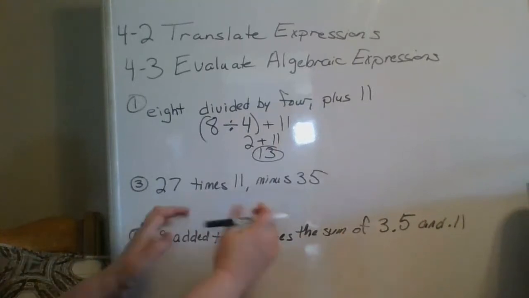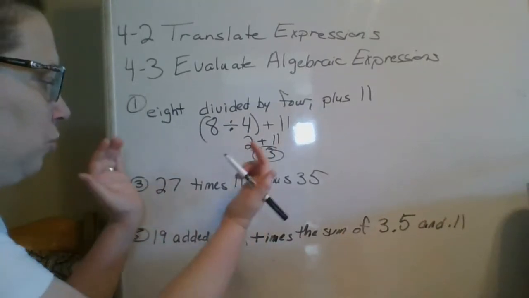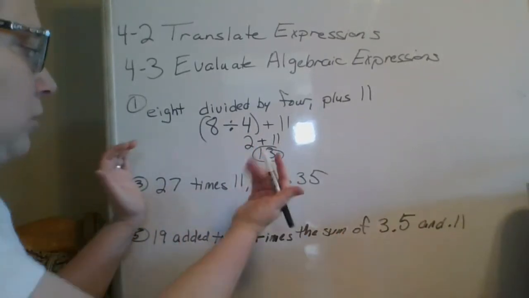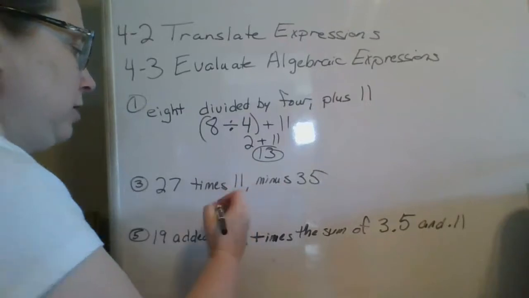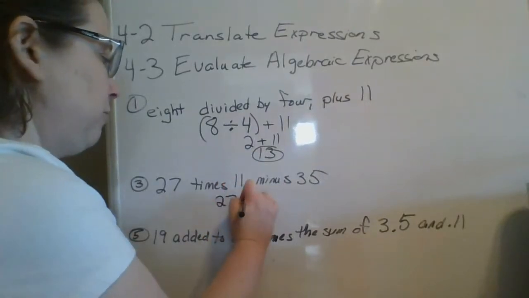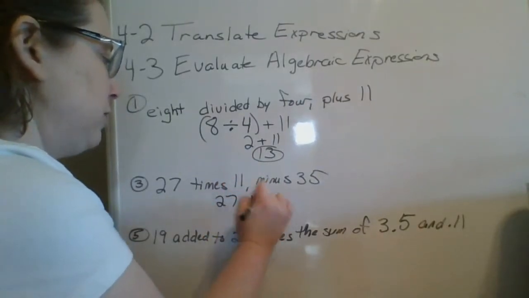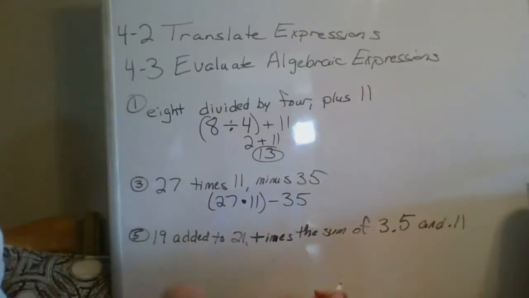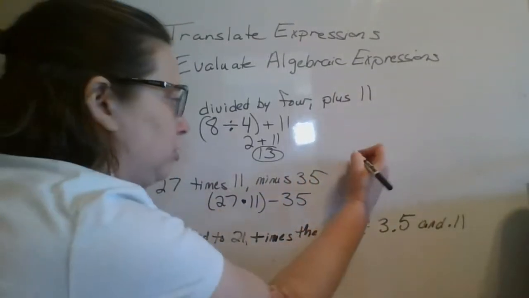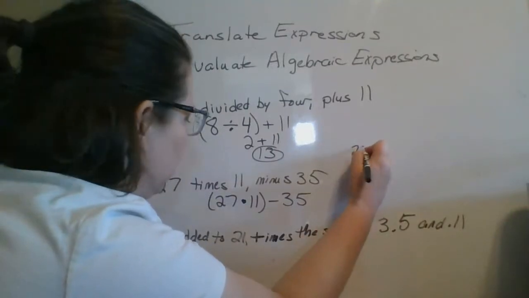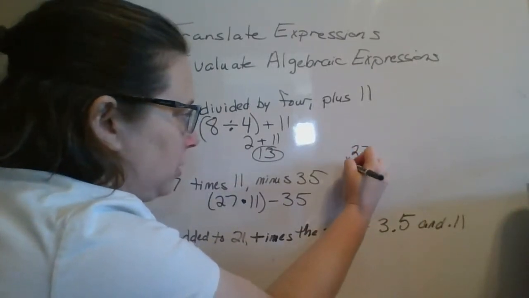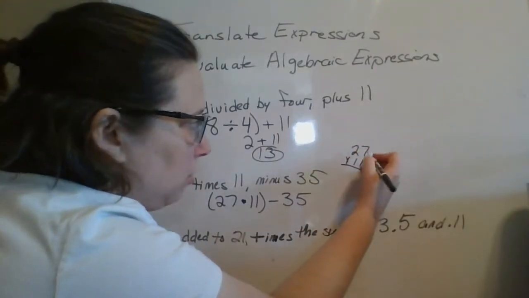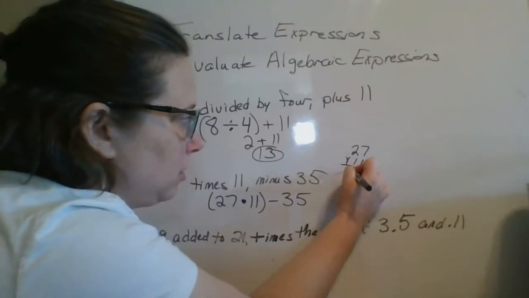Number 3, again, you see this comma is grouping this together. So it says 27 times 11. So we're going to do 27 times 11 minus 35. There's our expression. Now we need to figure out what our answer is. The first thing that we're going to do is work what's in the parentheses.